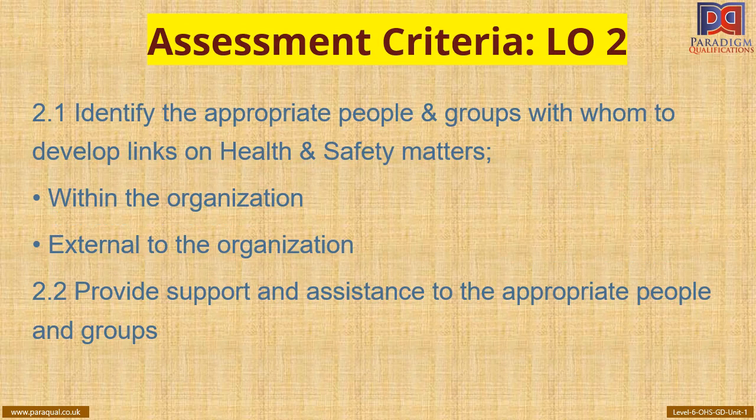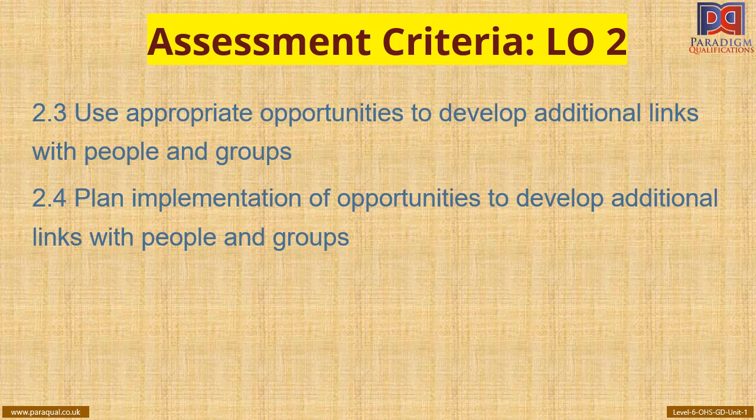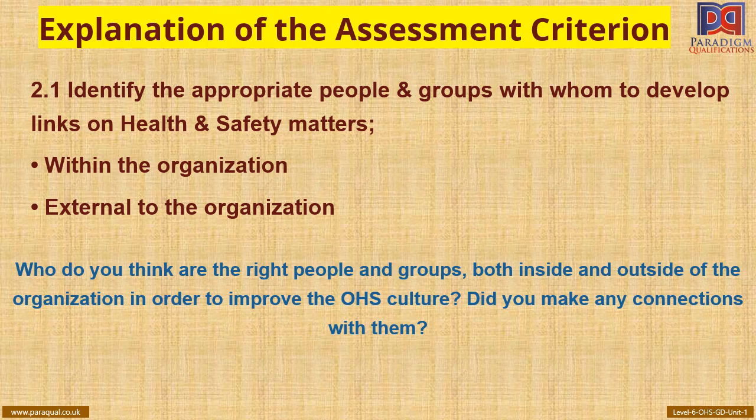There are 4 assessment criteria in the second learning outcome. We shall discuss each assessment criterion in detail, so you should know what each assessment criterion means and how you can demonstrate your competence against each. The assessment criterion 2.1 of Unit 1 is identify the appropriate people and group with whom to develop links on health and safety matters within the organization and external to the organization.